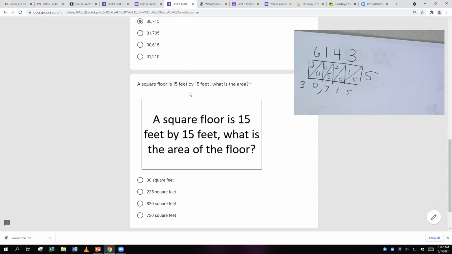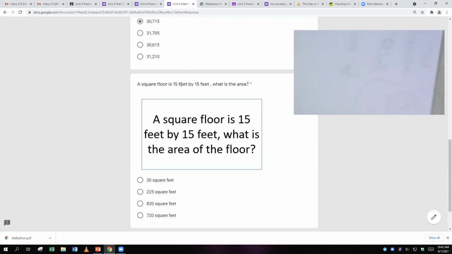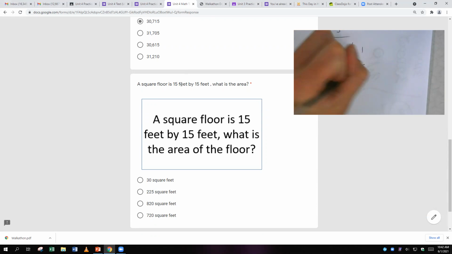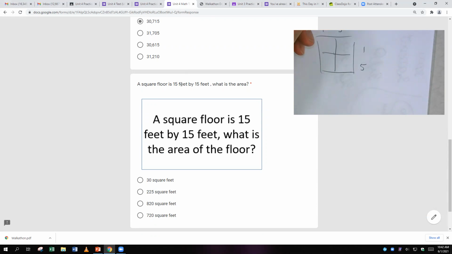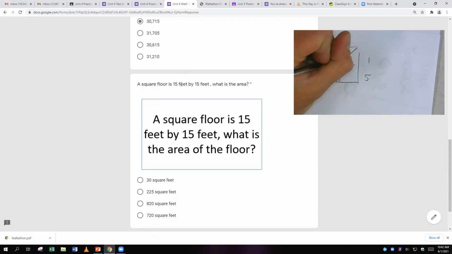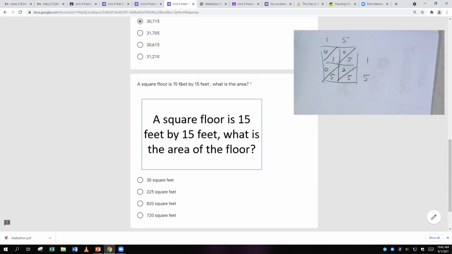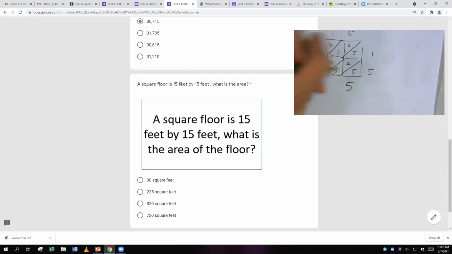And a square foot or a square floor is 15 by 15. What's the area? Well, we know area is found by multiplying the two outsides. And it's 15 by 15. 5 times 5 is. 5 times 1 is. 1 times 1 is. 5 falls down. Ooh, 12, double digit. I got to put the 1 somewhere there. 12, 2.